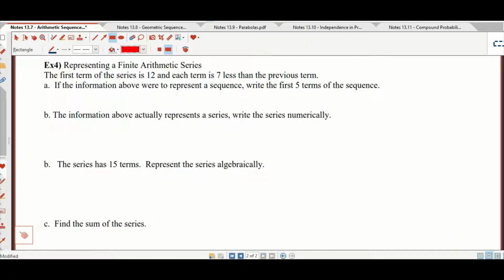Okay, representing a finite arithmetic series. The first term of the series is 12, and each term is 7 less than the previous term. Use the information above to represent a sequence, and write the first 5 terms of the sequence. Now, a sequence is where the terms are separated by a comma.